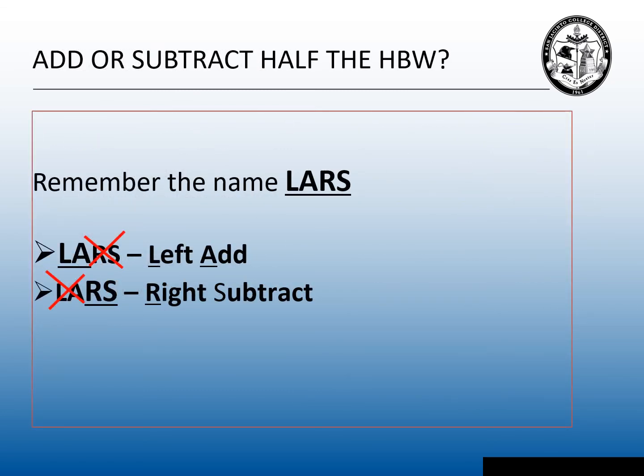Two ways you can remember to add or subtract half of the horizontal beam width. If you remember the name LARS, L-A-R-S: L-A, left add; R-S, right subtract. So either add half the horizontal beam width or subtract half the horizontal beam width. LARS is a great memory aid for learning how to add or subtract a horizontal beam width.